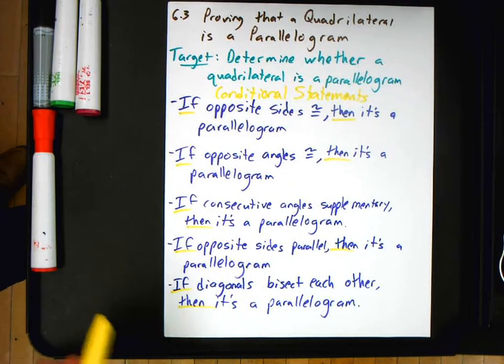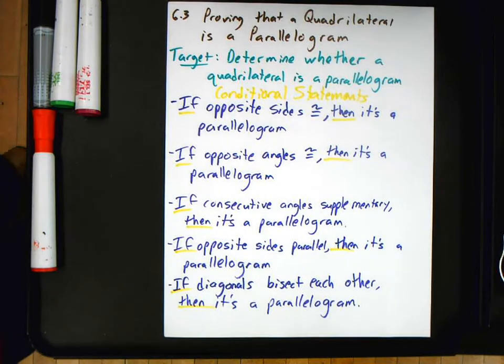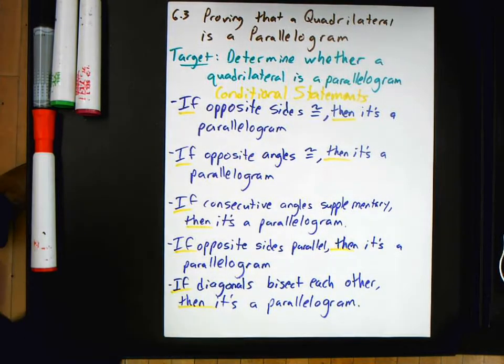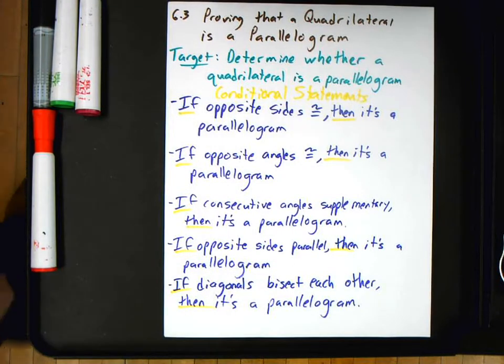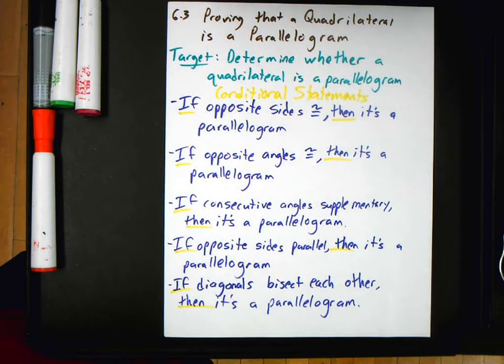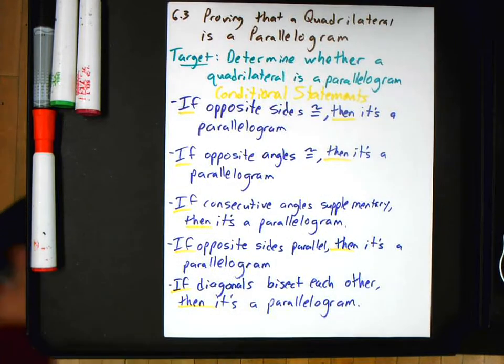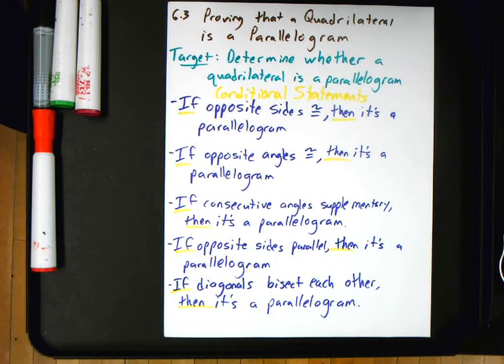a parallelogram. If the opposite angles are congruent, then it is a parallelogram. If consecutive angles are supplementary, then it is a parallelogram. If the opposite sides are parallel, then it's a parallelogram. If the diagonals bisect each other, then it is a parallelogram. So you should be getting more familiar with these as we're still working on them.